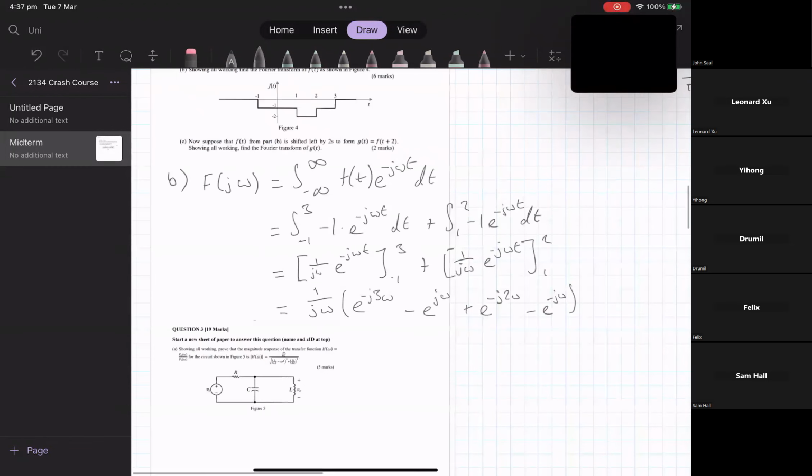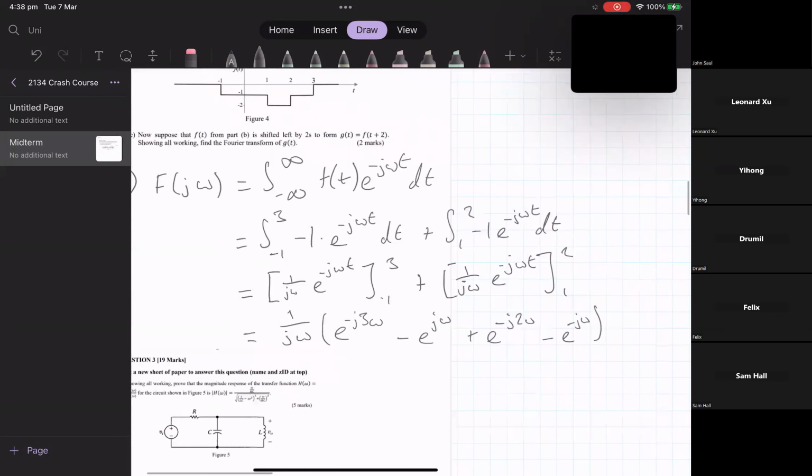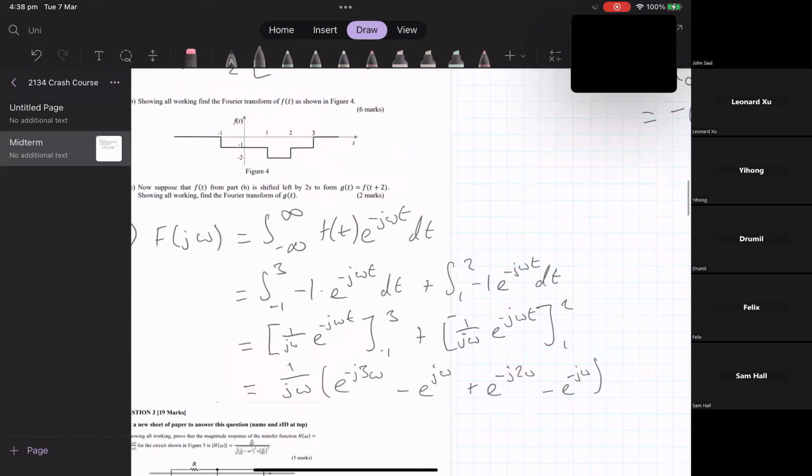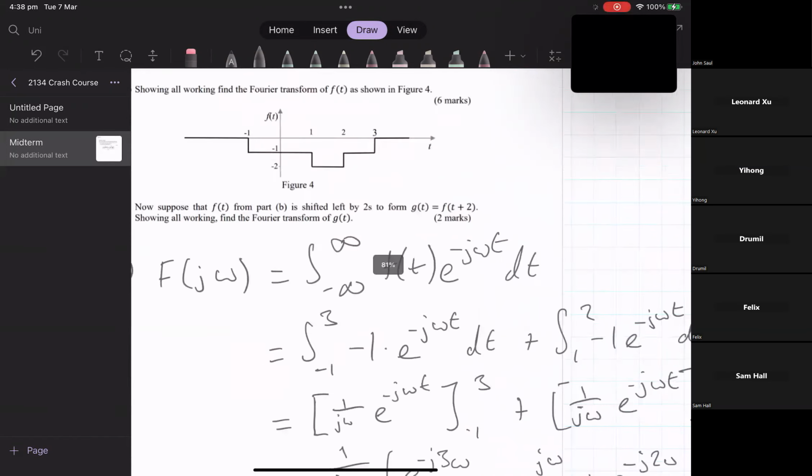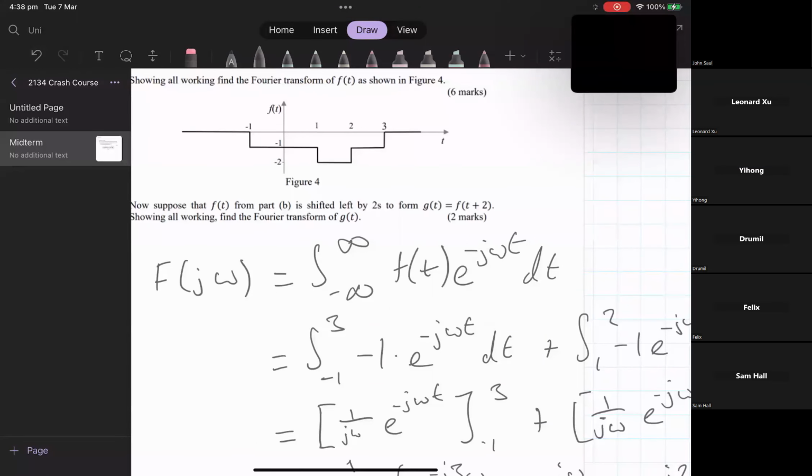Is everybody comfortable with that Fourier transform method? How did I decide these limits? We can see that outside of these limits, we have 0. So we can just limit the Fourier transform to where we have our signal.